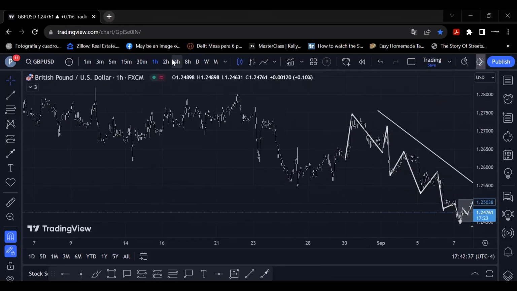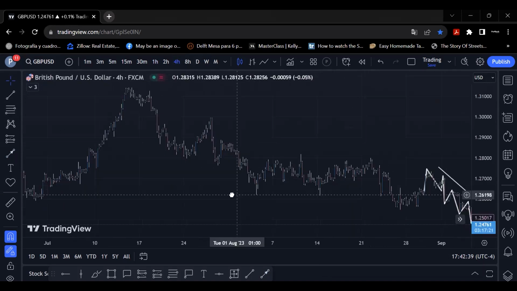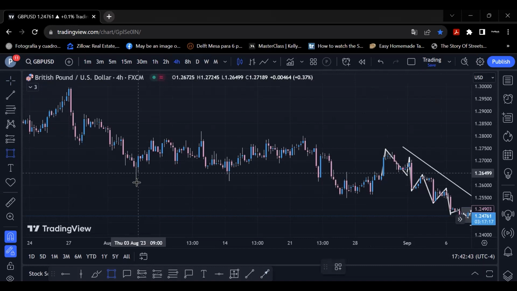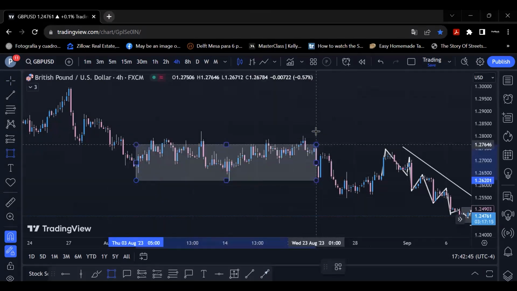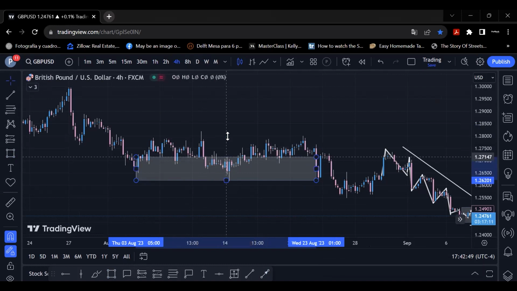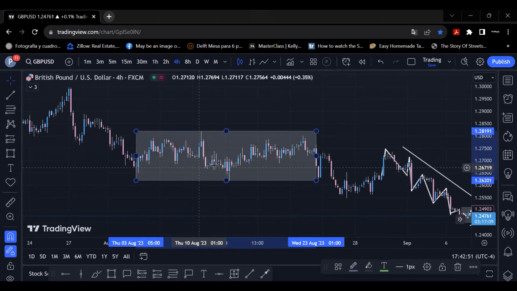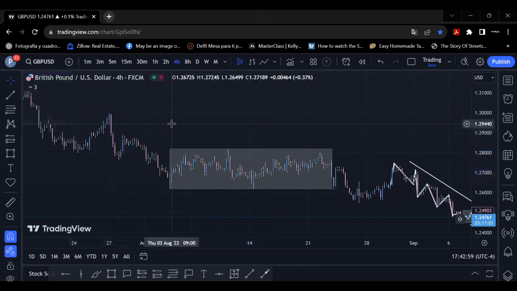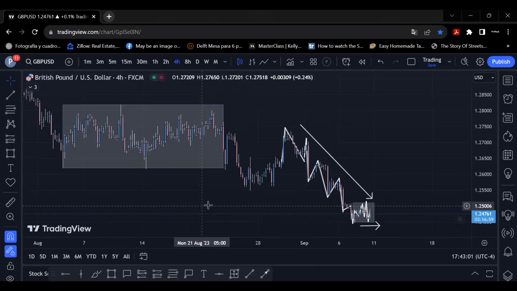You also want to be able to identify consolidations. As you guys can see here, we actually had a big consolidation area. Okay, so it's better for you guys to stay away or try not to create a lot of decisions into buying or selling during a consolidation phase.